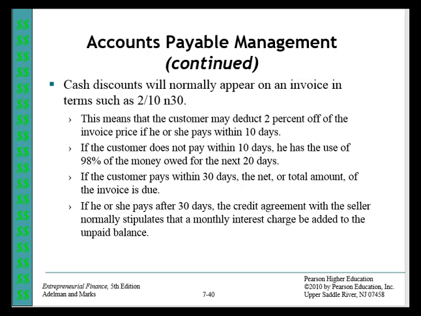So if you pay after 30 days, maybe we have to add a monthly charge, or maybe there's something else that's added to it. But essentially, 2/10 net 30 says you're either going to pay at the end of 10 days or you're going to pay at the end of 30 days. And there is a price difference, obviously, if you do that.